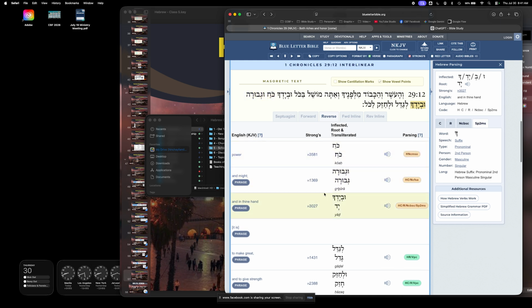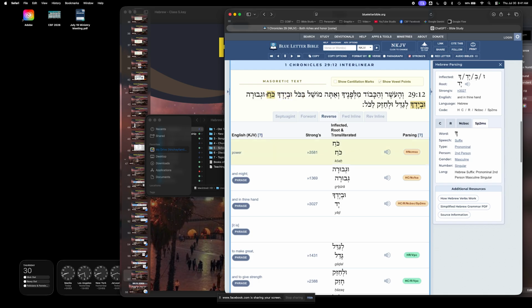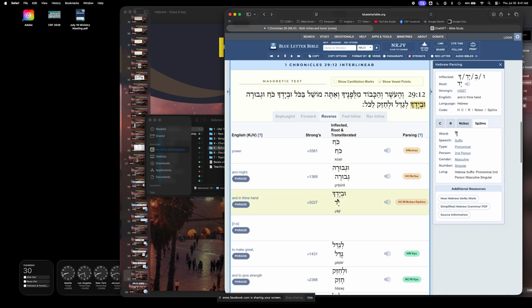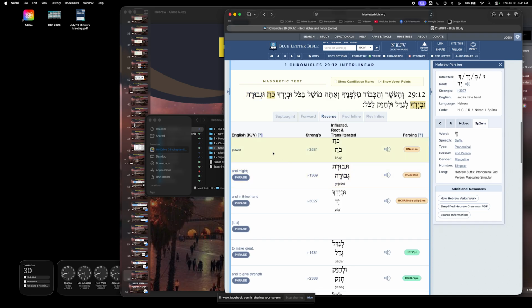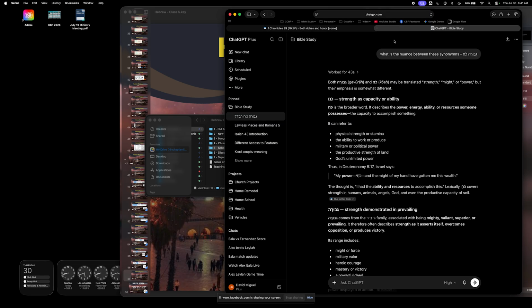Notice that it's just reversed in the Hebrew. It's hand, might, and power, but in the English, power and might are in your hand. It's just inverted in the way they order the sentences. That's just Hebrew grammar. But power and might are in your hand. Let's go back. Here we go.